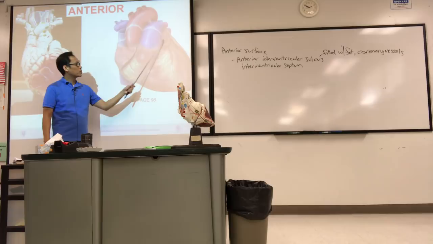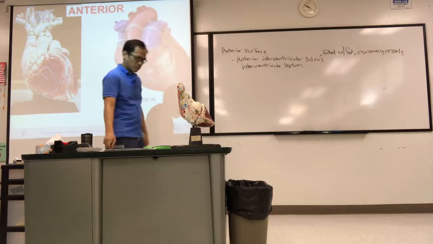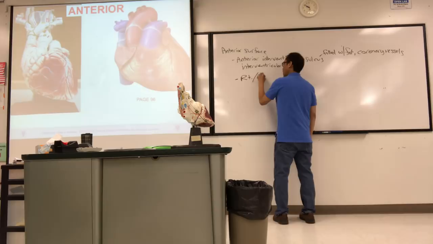The other thing to look for, do you see the two auricles, the Dumbo ears? Remember, auricle means ears. If they're kind of in the same plane, like they are here, you're looking at the anterior surface. So look for the right as well as the left auricles.